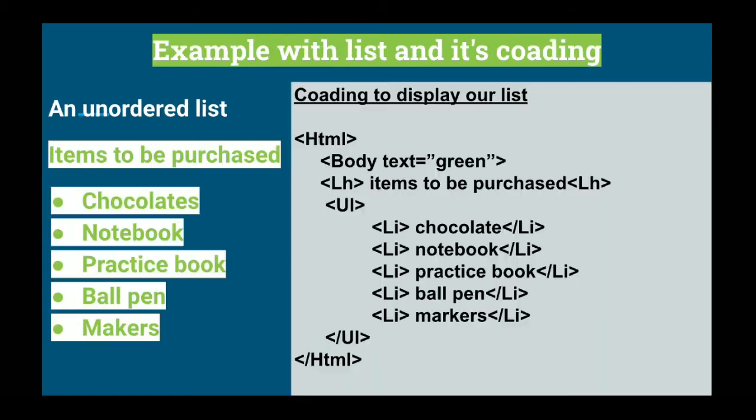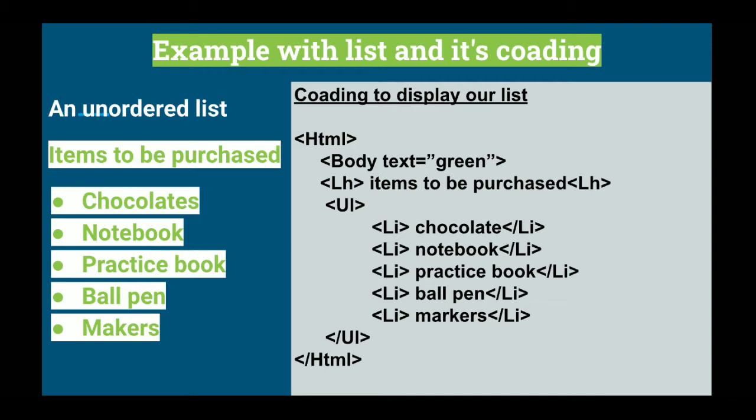Now let's understand it with one example. Here on the left hand side you can see one list prepared by me. The list written here is items to be purchased, and you can see the symbol. This symbol is known as a disc symbol, and that is the default symbol of an HTML list. How to create this example, that we will see now.